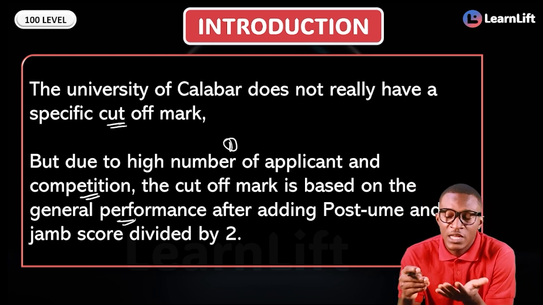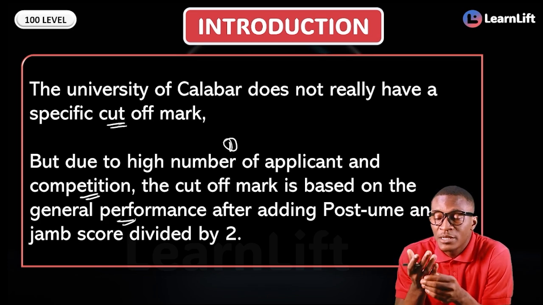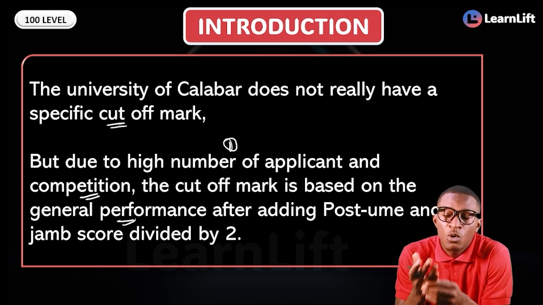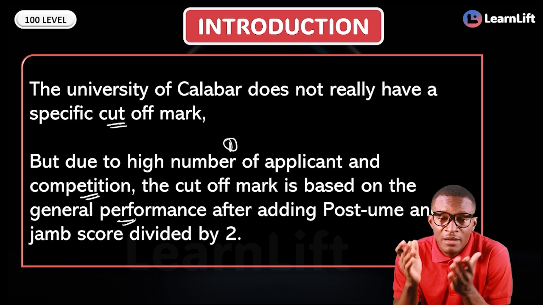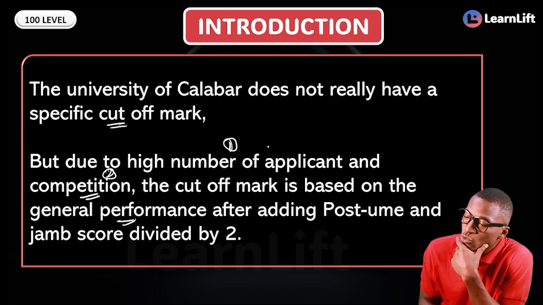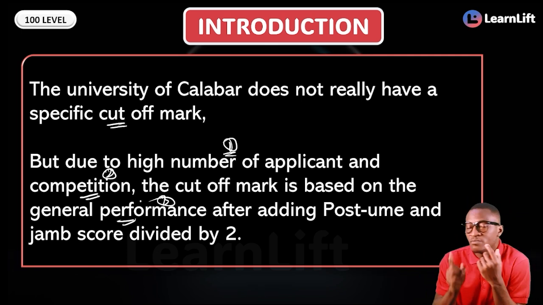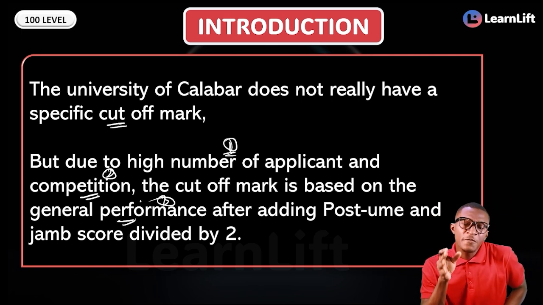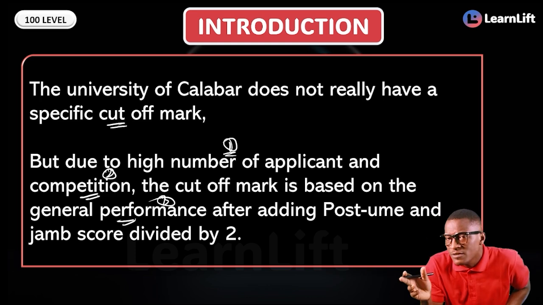Of course, you should know by now that for University of Calabar, your post-UTME score and your JAM score are added together and divided by 2. So these are the 3 criteria we are talking about for the cutoff: the number of applicants, whether it is a competitive course, and the general performance. Now, if you say you understand this, let's give a practical scenario.